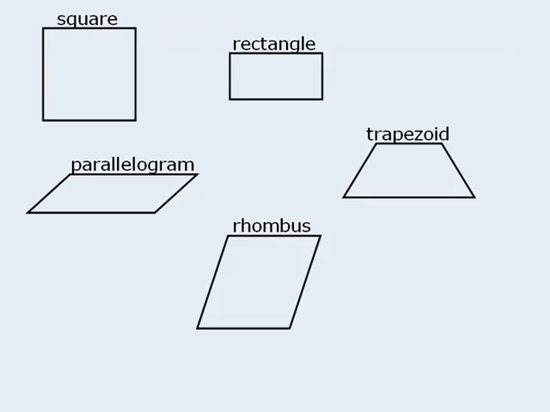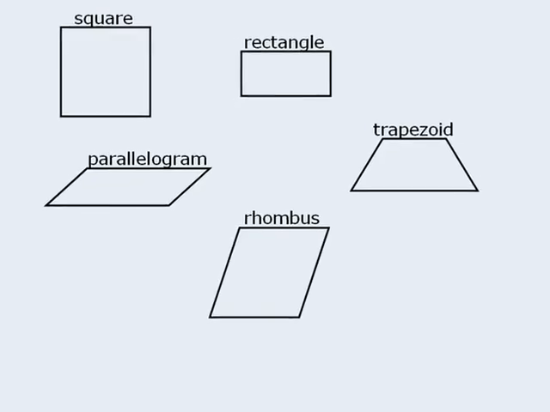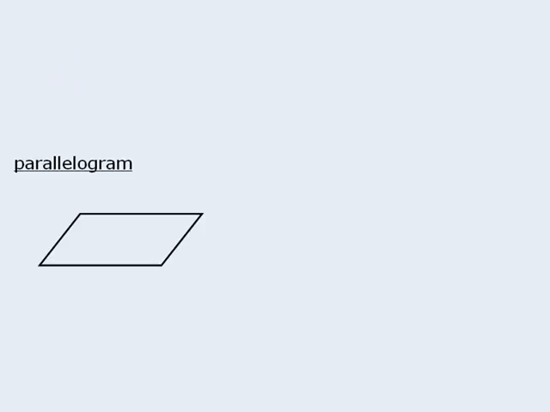Now there are five types of quadrilaterals you must become familiar with: the square, the rectangle, the parallelogram, the trapezoid, and the rhombus. Let's begin with the parallelogram.